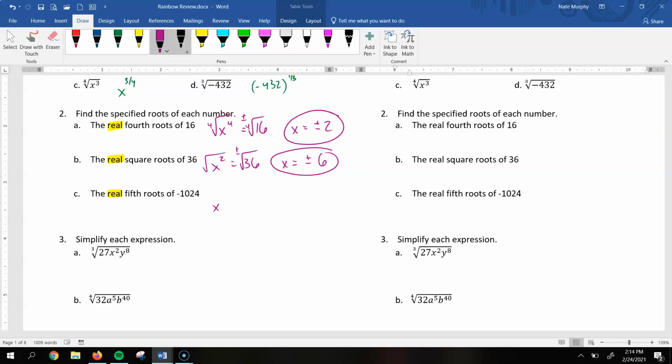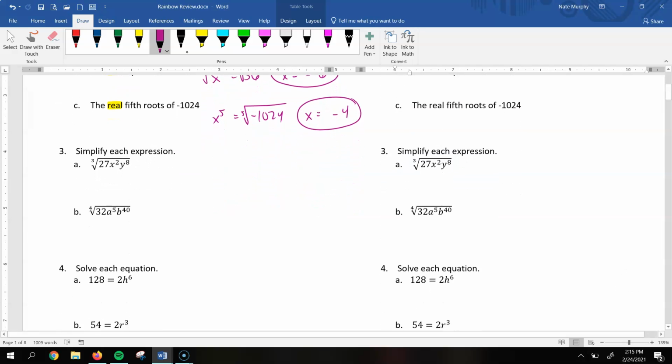And the 5th roots of negative 1024, again, I would take the 5th root of both sides. When we take an odd root of a number, we're not going to have 2 solutions, we're just going to have 1. And so your answer for this would be negative 4, because 4 to the 5th power is 1024, and so negative 4 to the 5th power would be negative 1024. So we just have the one solution for that one.